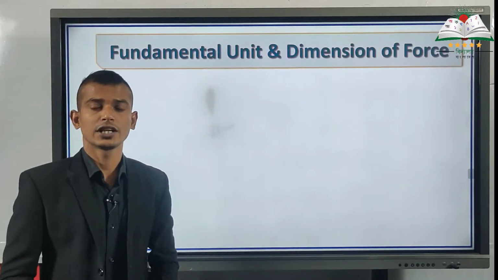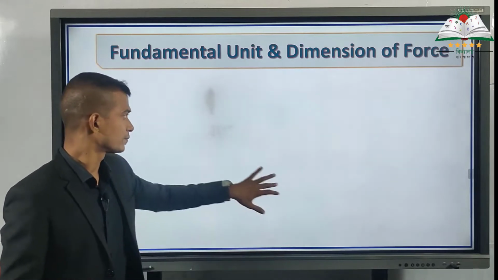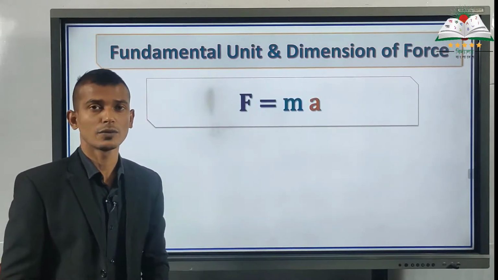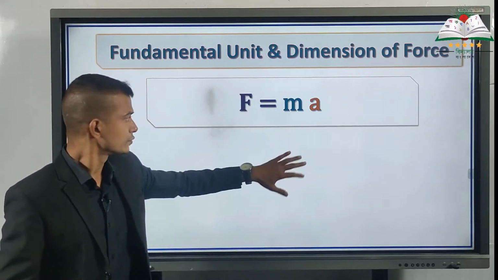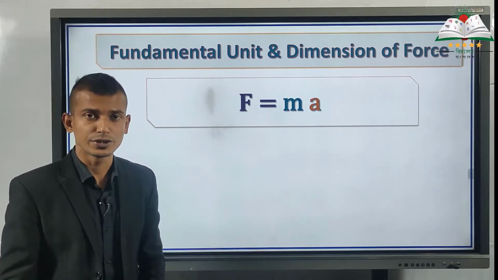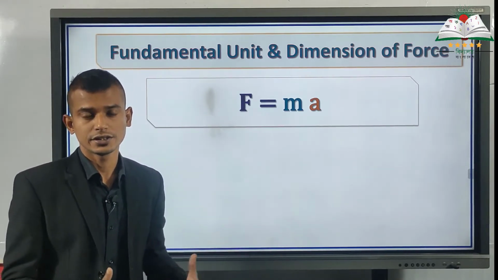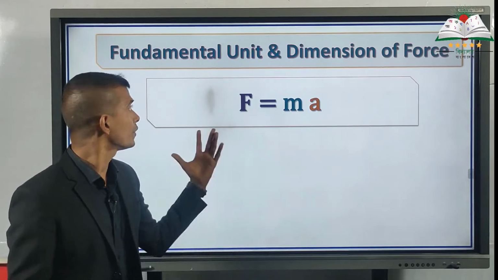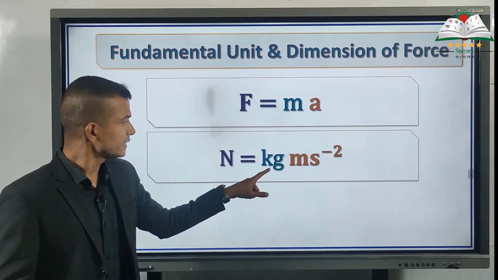Now the next part is the fundamental unit of force and the dimension of force. From Newton's second law of motion, we can write F equals ma. Okay, m is the mass. As you know, the SI unit or the derived unit of force is Newton, but we do not want to write the unit of force in Newton because we want to find out the fundamental unit. So we write Newton equals kg meter per second square.